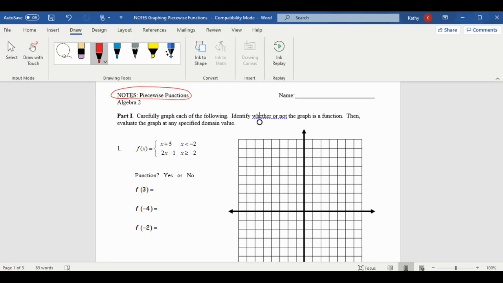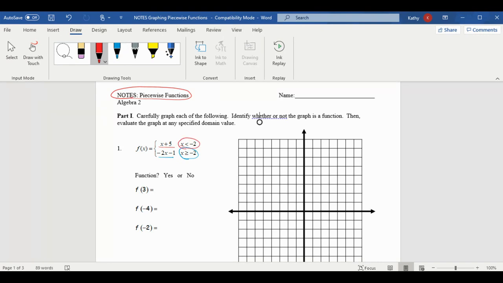So a piecewise function is exactly that. It's pieces. So when we're putting those pieces together, if we look at part one, there are actually two pieces here. There's x plus 5, and then there is negative 2x minus 1. So there are two different lines that make up this picture, and we also have two different domain values, this domain and this domain.